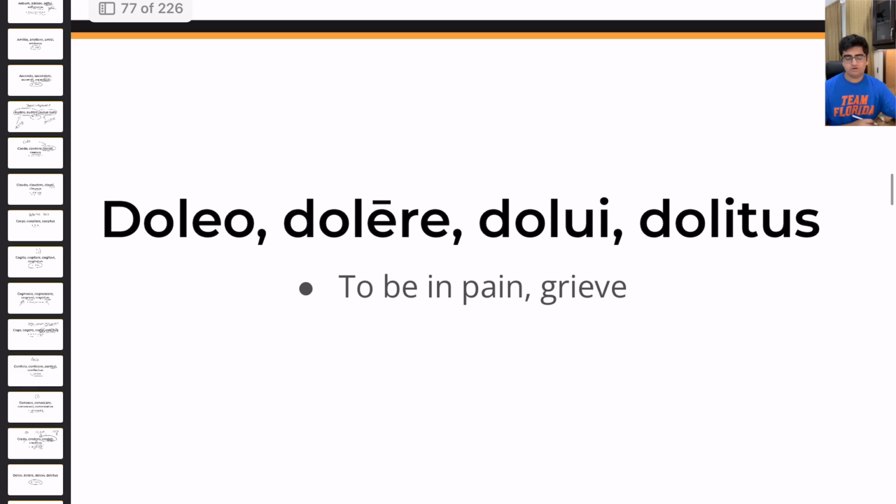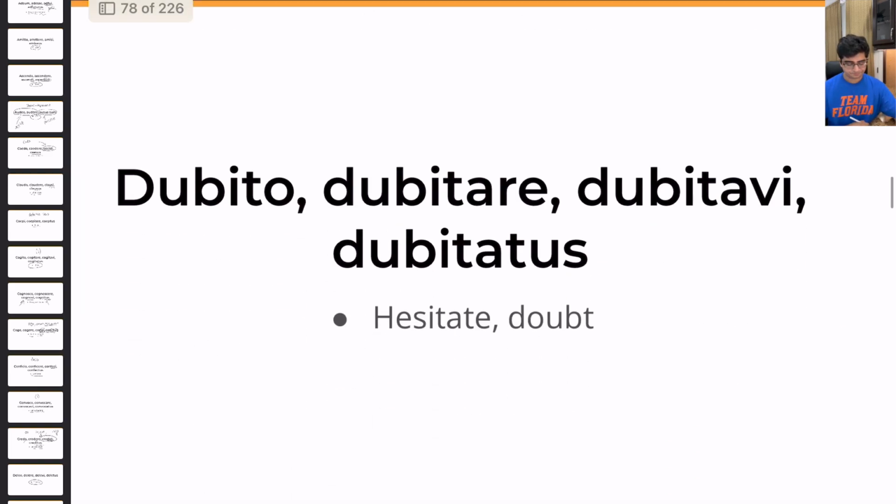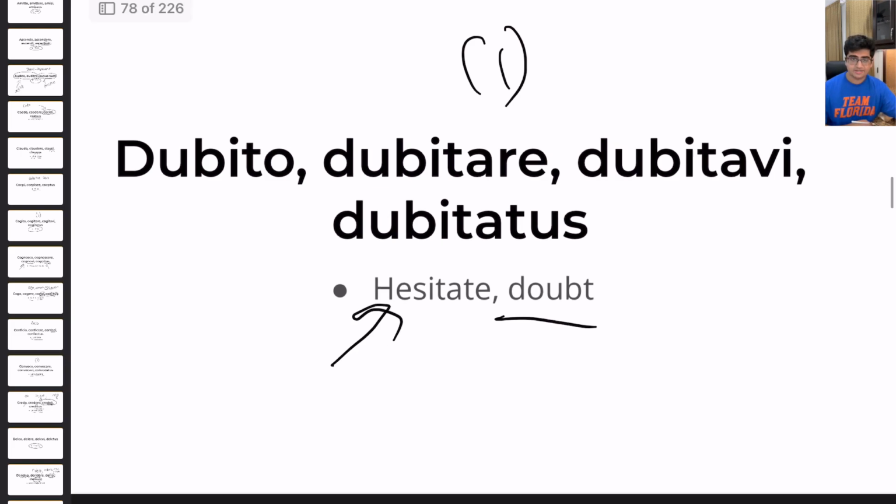Now we have doleo, dolere, dolui, dolitus. It basically means to grieve or to be in pain. Recognize the long E over here. Then we have dubito, a first conjugation verb. It basically means quite literally to doubt, or in some contexts, even to hesitate.